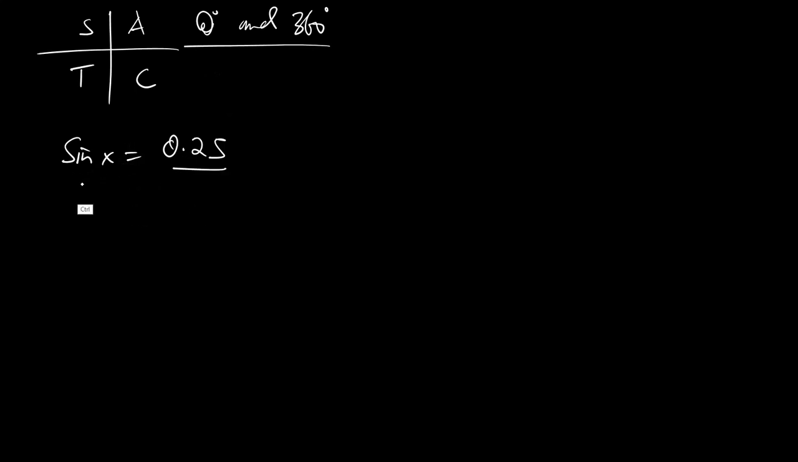Now between 0 and 360, sine is positive. So sine is positive here, and it is also positive here. So that means it's these two quadrants, the first and the second quadrant. So now you say x is equal to arc sine 0.25.